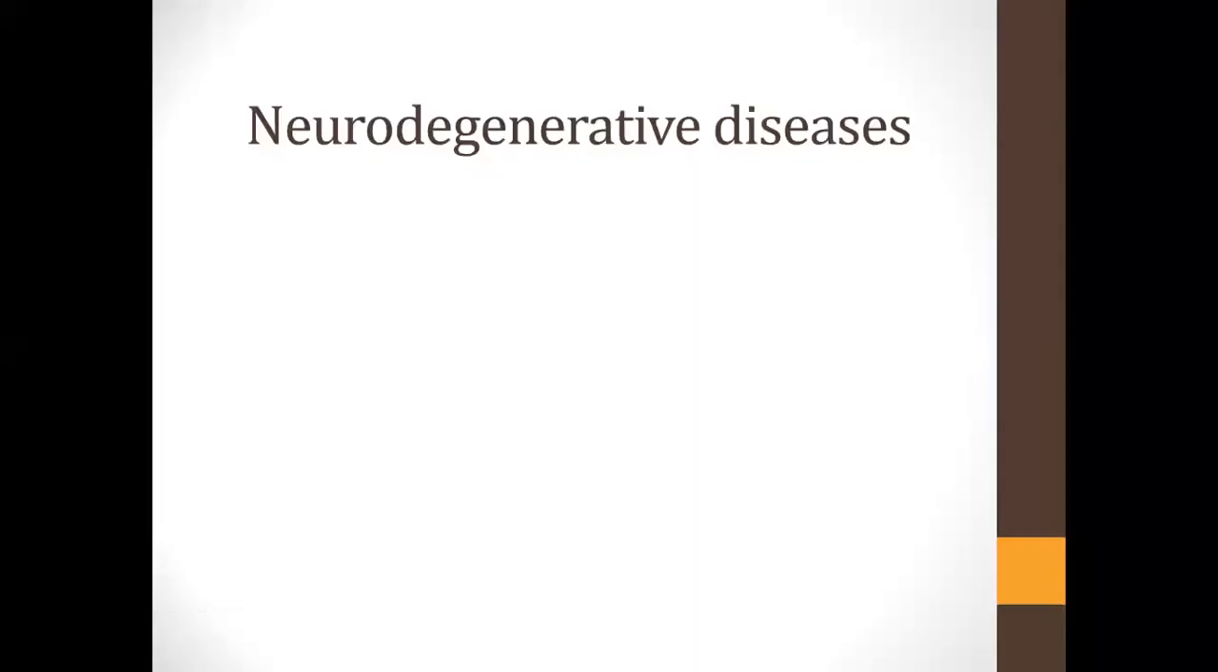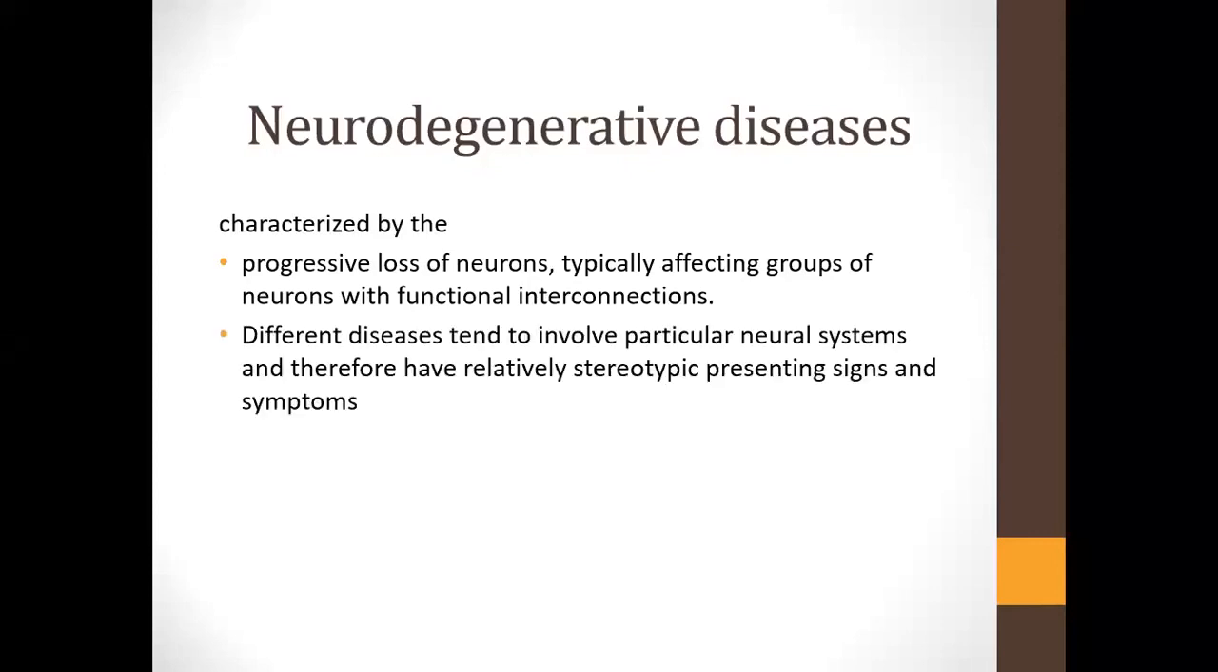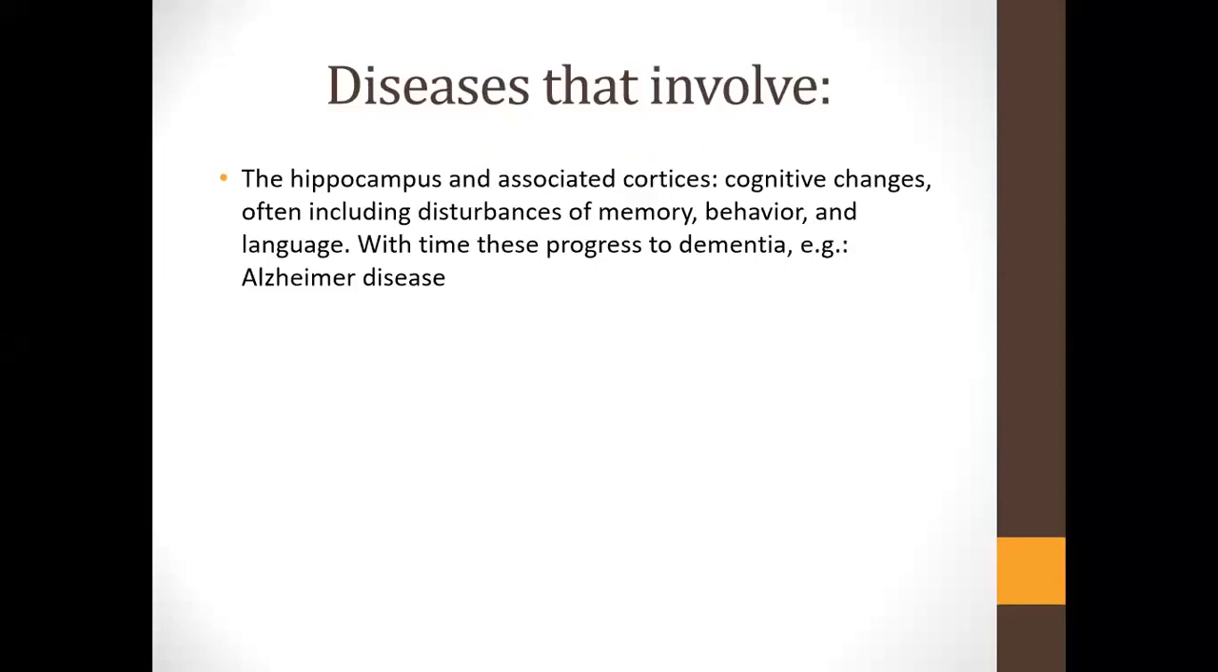Neurodegenerative diseases are a group of diseases characterized by progressive loss of neurons, typically affecting groups of neurons with functional interconnections. Since they are a group of diseases, different diseases tend to involve particular neural systems and therefore have relatively stereotypic presenting signs and symptoms. If the disease involves the hippocampus or associated cortices, the patient will present with cognitive changes, often including disturbance of memory, behavior, and language. With time, these progress to dementia. A typical disease associated with it is Alzheimer's.